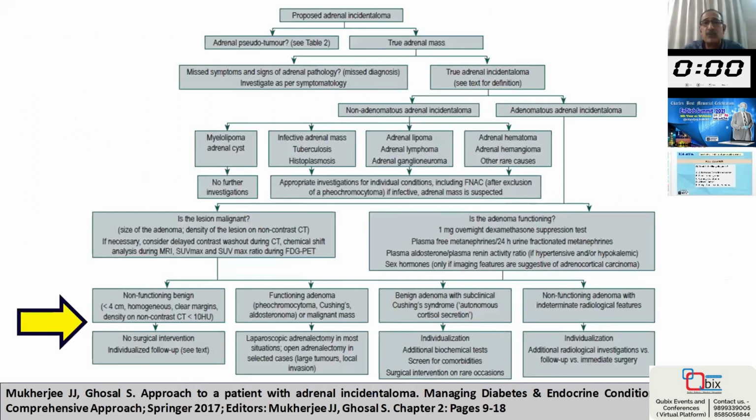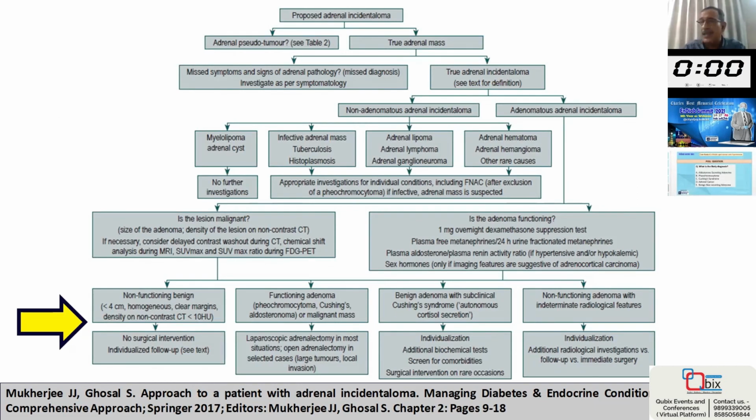With that, I will stop. This is the complicated algorithm. So for this audience, I have 3 take-home messages. One is, if you see an adrenal mass, please refer to an endocrinologist, not to a surgeon. Please, please, please, because the majority of adrenal masses do not need surgery.